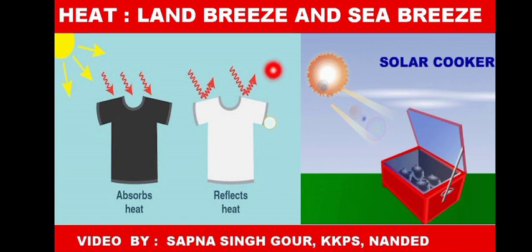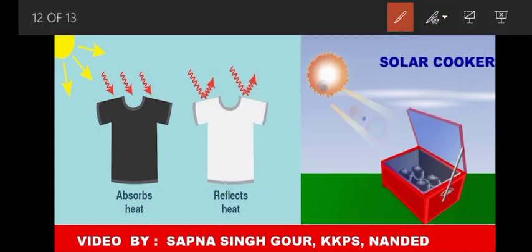Color of clothes. People prefer to wear white clothes or light colored clothes in the hot summer days. Why? Because white clothes or light colored clothes absorb less heat from the sun. They reflect most of the sun's heat rays which fall on them and keep us cool and comfortable in hot weather. That's why people prefer to wear light colored clothes or white clothes during the summer.